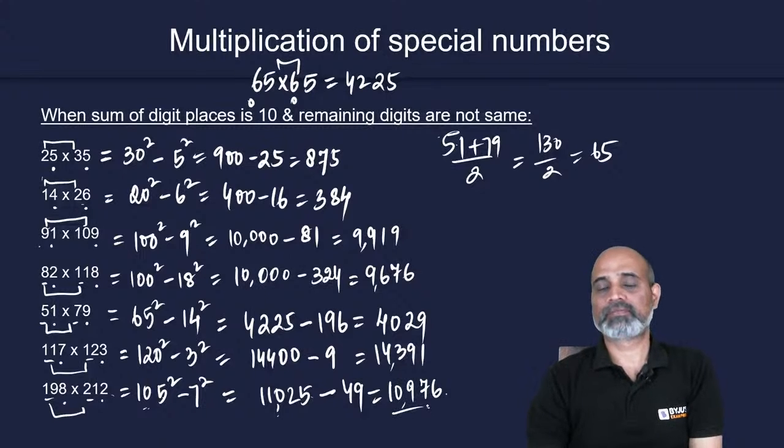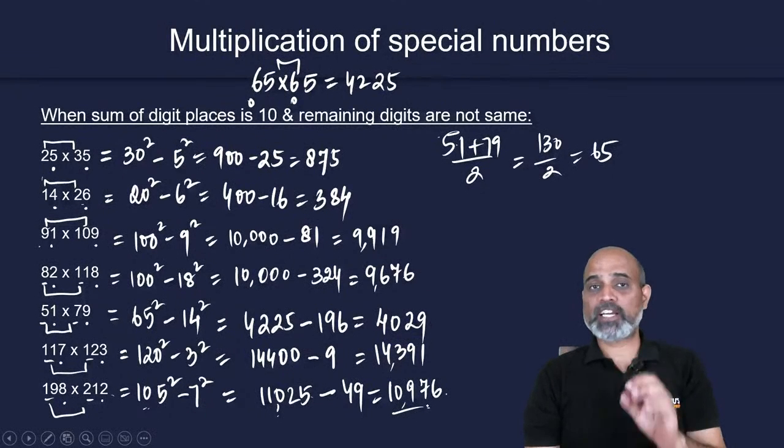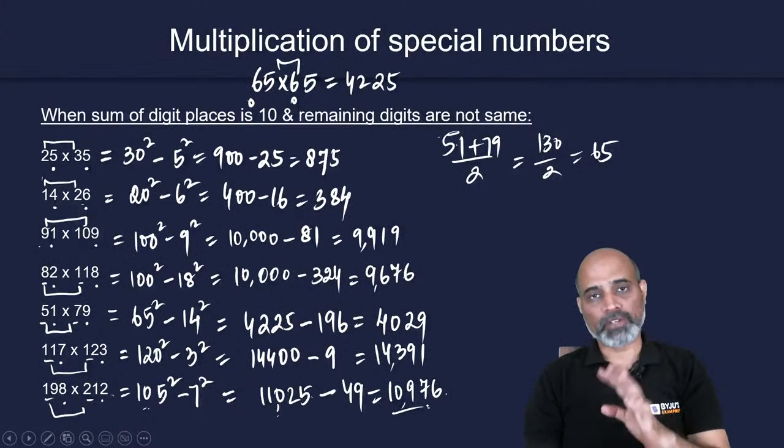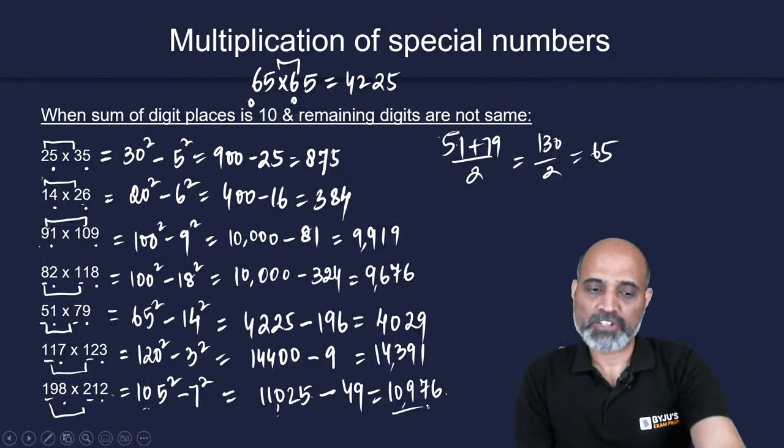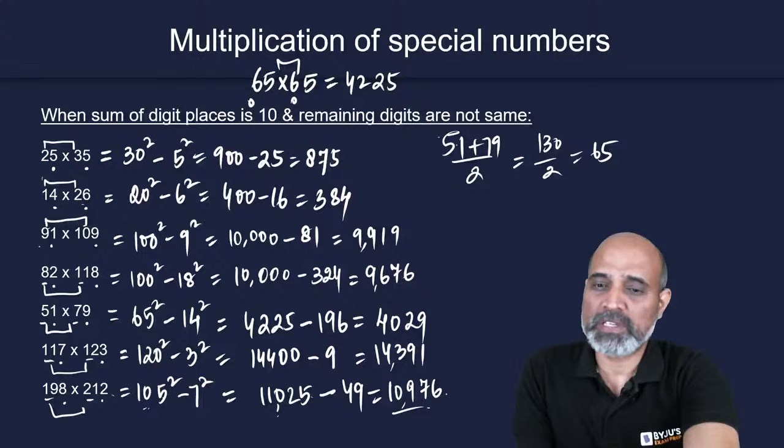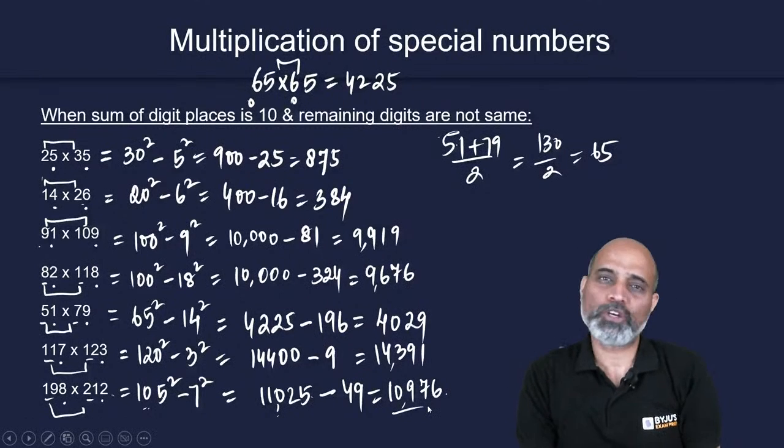Right? So subtraction आपका बढ़िया होना चाहिए, subtraction अच्छा है ना, तो a lot of silly calculation mistakes that we end up doing, we don't do.